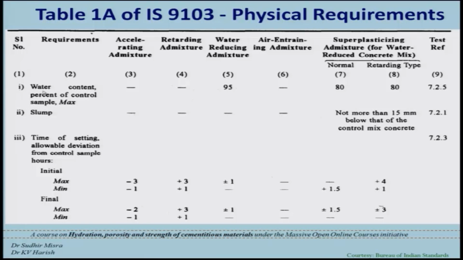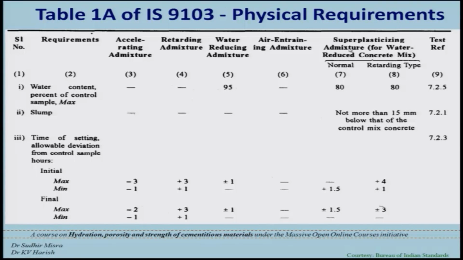So, if you take the first requirement, water content, we have provisions only for water reducing admixture, which is 95. That means when you compare a control mixture which does not have water reducing admixture, and if the water content in that is expressed as 100%, then if you use a water reducing admixture in that mixture, you should get a water content of 95. This is the maximum value. Likewise, for a superplasticizing admixture, you have to get 80.